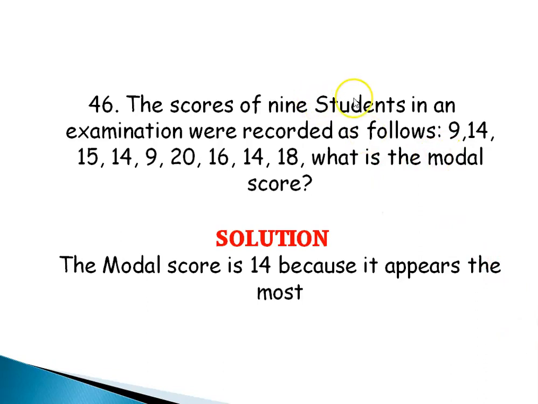The scores of 9 students in an examination were recorded as follows: 9, 14, 15, 14, 9, 20, 16, 14, 18. What is the modal score? The modal score is the score that appears the most. If you look at these numbers, 14 is appearing how many times? Let's count. 1, 2, 3. And that is the highest number. None of the other ones appears 3 times. So the modal score is 14 because it appears the most. Do we understand? Modal score is the score that appears the most, and that's 14.